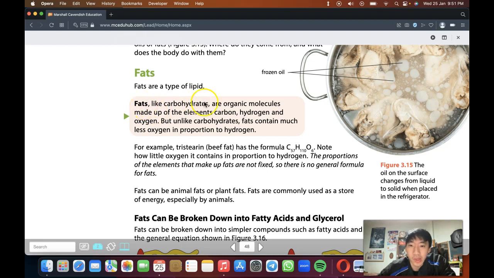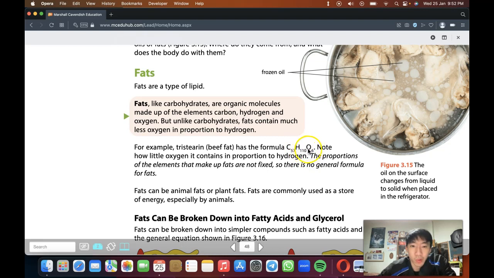So fats, like carbohydrates, are organic molecules made up of the elements carbon, hydrogen, and oxygen. You can just remember Mr. Choke, CHO, carbon, hydrogen, oxygen. It's the same as carbohydrate also. But unlike carbohydrates, fats contain much less oxygen in proportion to hydrogen. There's a certain formula for calculating fats. Basically, the numbers can be very big, much bigger than in the glucose molecules. For example, beef fat has a formula of C57H110O6. So there's much less O.